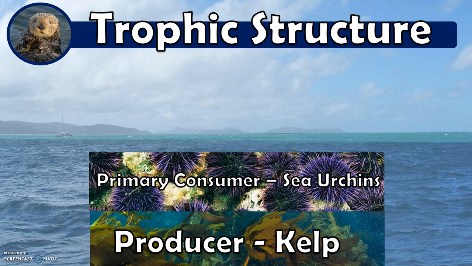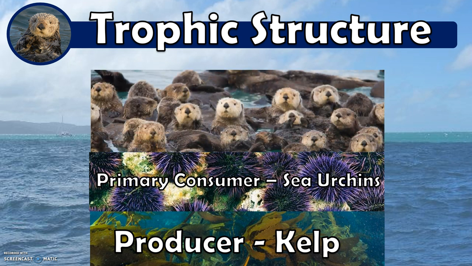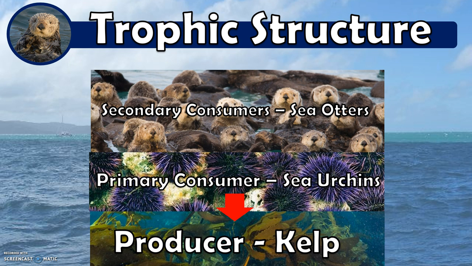What keeps them in check, though, are their secondary consumers, which are the sea otters, all cute and adorable as they are. As far as interactions amongst them, sea urchins have a negative direct interaction with kelp. They eat it. They are herbivores. Sea otters have a negative direct interaction with sea urchins, because sea otters are predators of sea urchins.